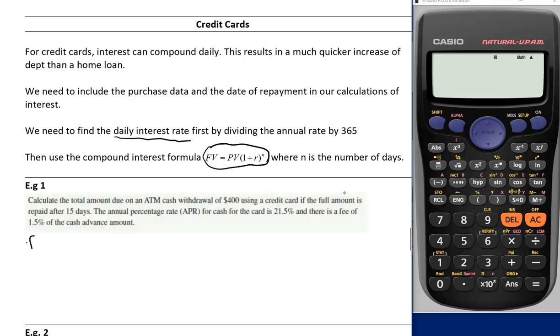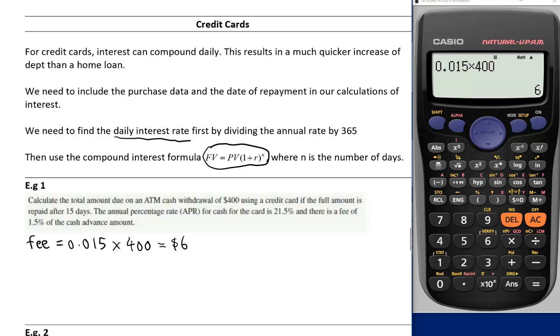So the fee, we're told, is 1.5% of the cash advance amount. The cash advance amount is just the amount that you borrowed. So 1.5 as a decimal, we divide 1.5 by 100, we get 0.015. And we're going to multiply that by the cash advance amount, that is 400. So when we put that in our calculator, 0.015 times 400 just gives us $6. That's how much that cash advance fee is for this instance.